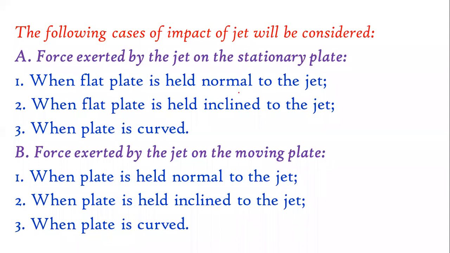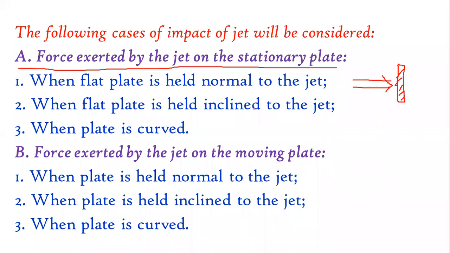The following cases of impact of jet will be considered. So now we are seeing the first case of impact of jet, that is the force exerted by the water jet on the plate which is stationary, or the plate which is fixed and is not moving. Up till the last lecture we have studied when the flat plate is held normal to the jet, that means when the plate was vertical and normal to the direction of the jet.